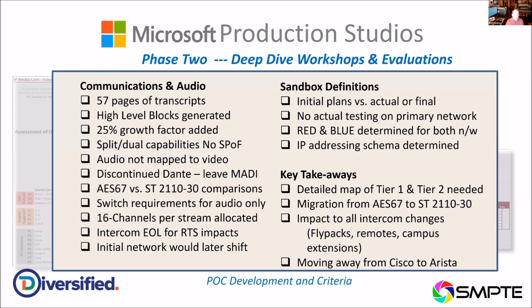It was already understood that the intercom, which was an RTS, was end of life. So we had to deal with that, knowing that it would have to be completely changed. And that's clear out to the edge points. And that the initial network itself would later shift, meaning that after we put in the Arista systems, we would be migrating the Cisco corporate network systems, the internet, the streaming, and so forth, to Arista. But that's still literally on the drawing board as we speak today.